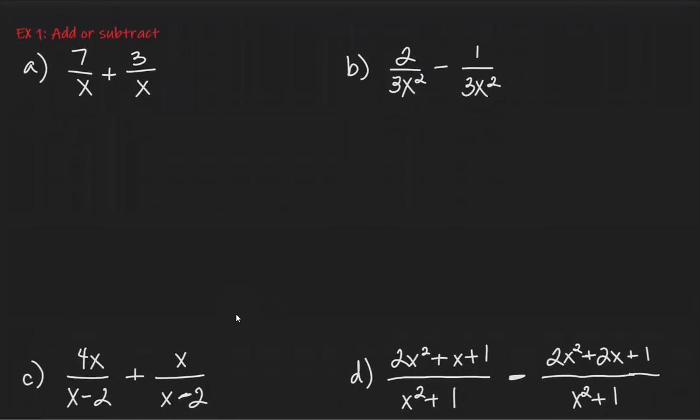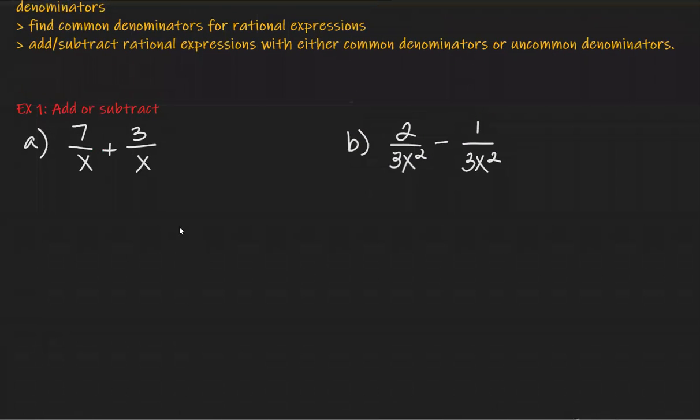Now let's add or subtract in example 1, but now we're going to involve expressions. Let's look at this first one: 7 over x plus 3 over x. Are our denominators the same? Yes. So what can I do? That's going to be over x, 7 plus 3. Add my numerators. We get 10 over x. Can we simplify this at all? No. That's our final answer.